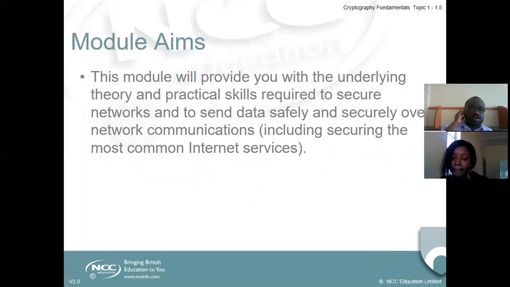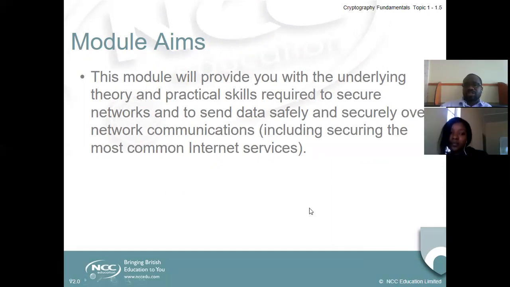So the aim of this course is to provide you with underlying theory and practical skills required to secure a network, and to send data safely and securely over network communication, including securing the most common internet services.